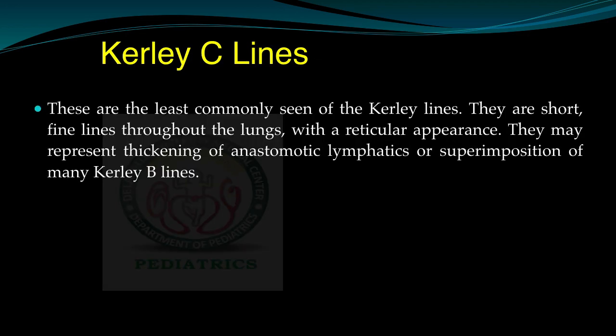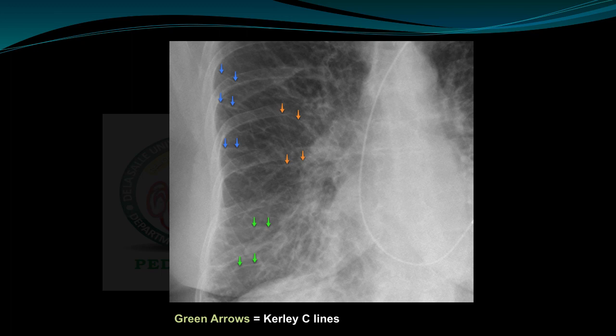Kerley C lines, on the other hand, are less commonly seen than Kerley B lines. They are short, fine lines throughout the lungs with a reticular appearance. They may represent thickening of anastomotic lymphatics and superimposition of many Kerley B lines. So take note, the green lines or the green arrows are represented by the Kerley C lines.